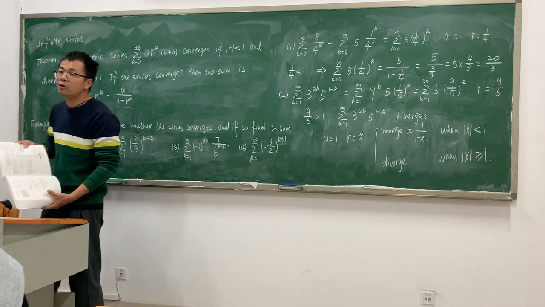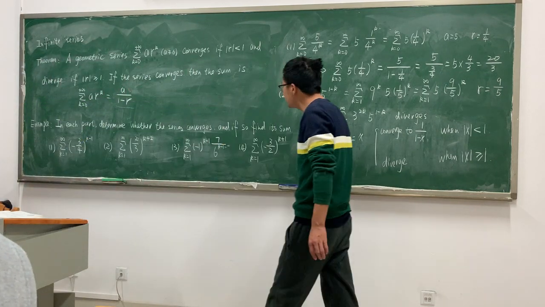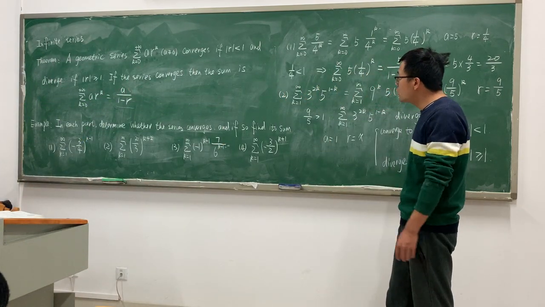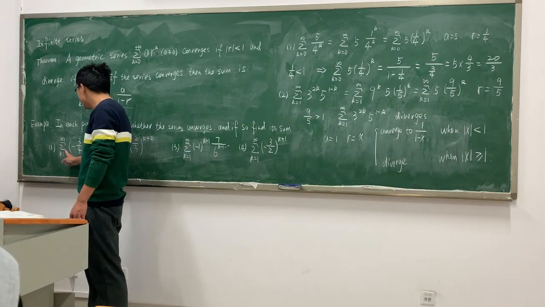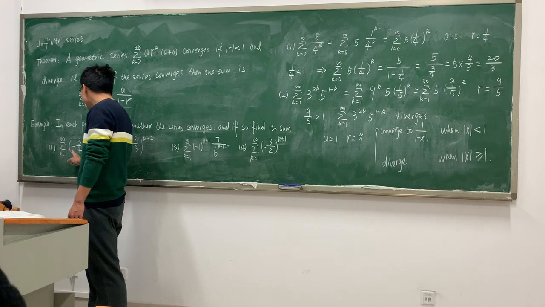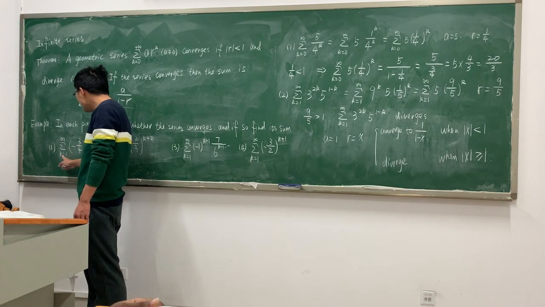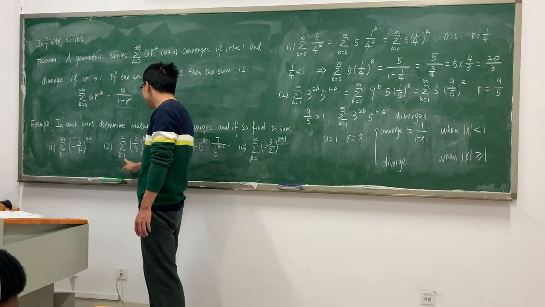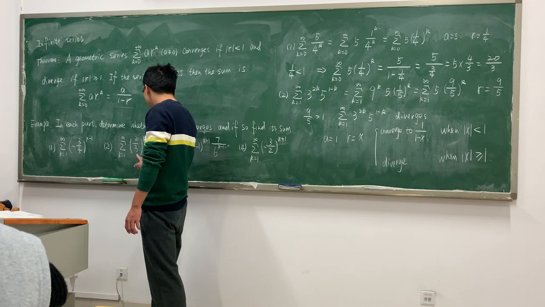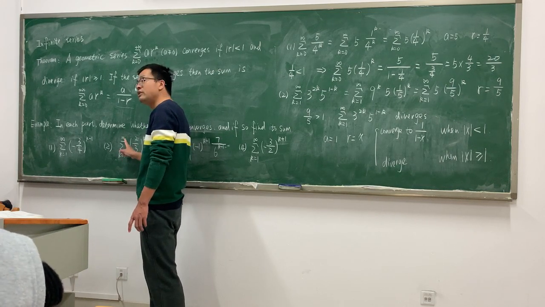Now we see this problem 4, okay? In each part, determine whether the series converge, and if so, find the sum. The first is the sum of (-3/4)^(k-1), k runs from 1 to infinity. The second is the summation of 2/3^(k+2), k runs from 1 to infinity.